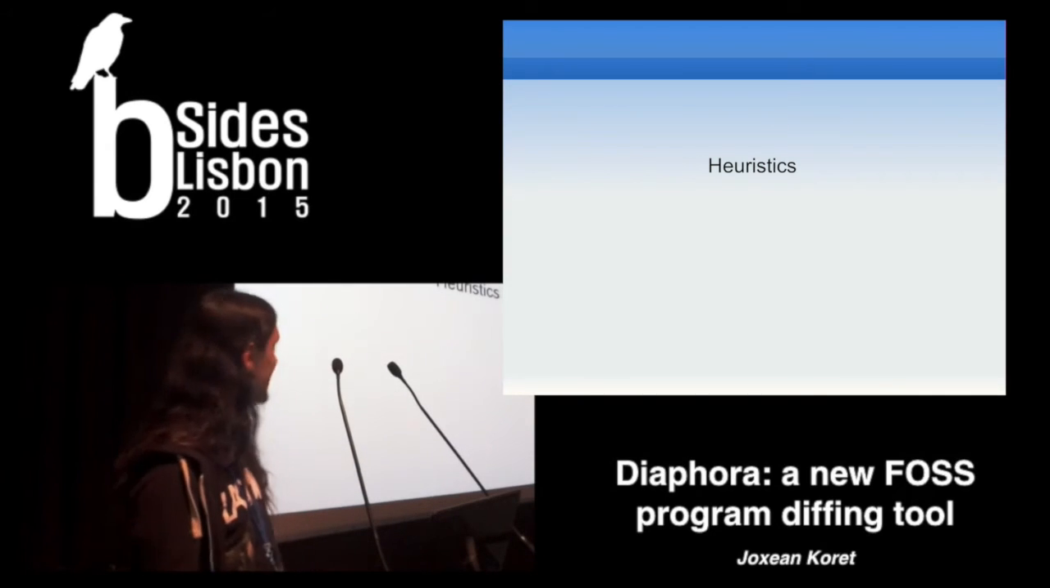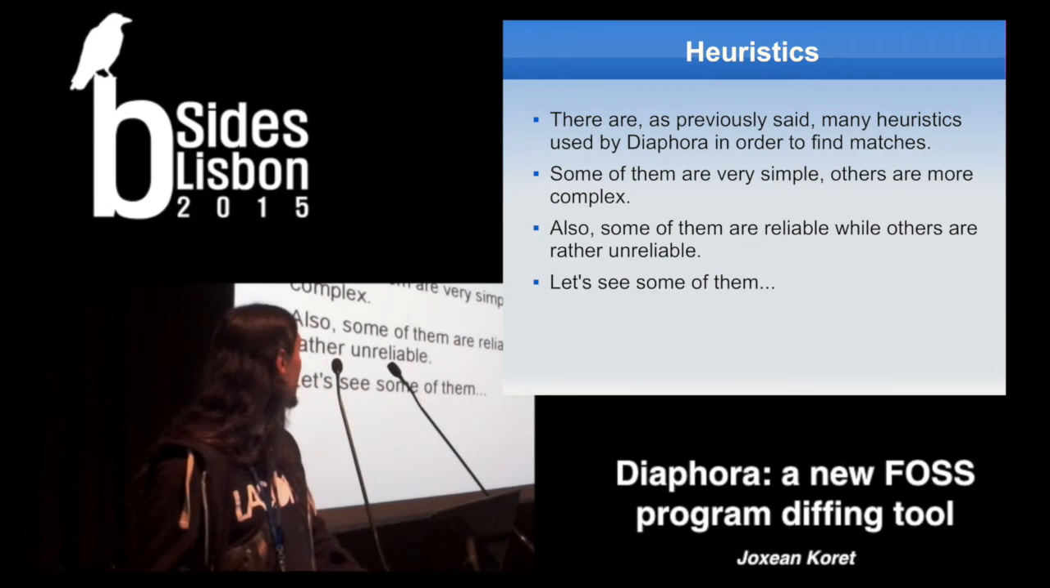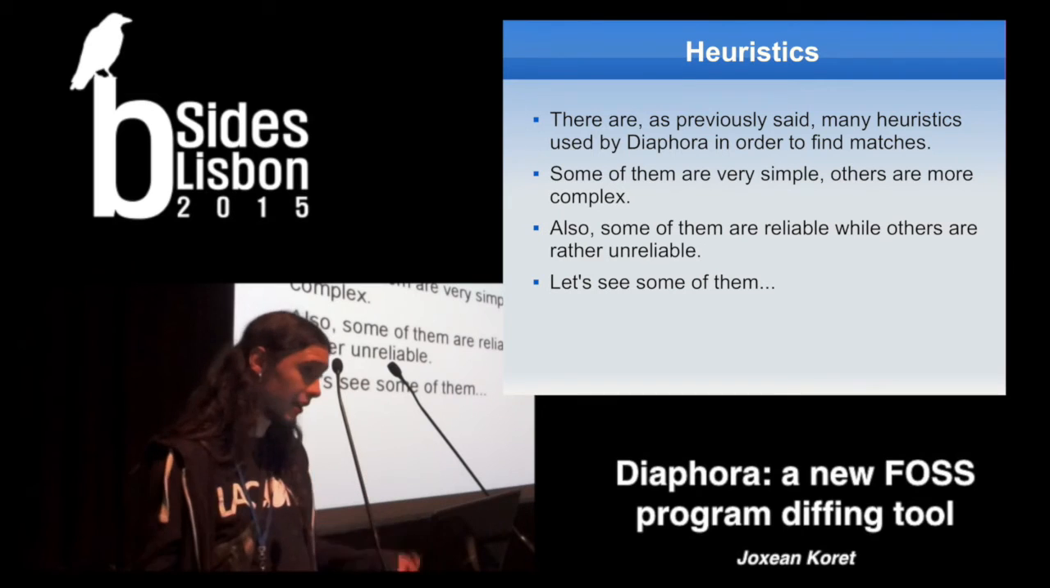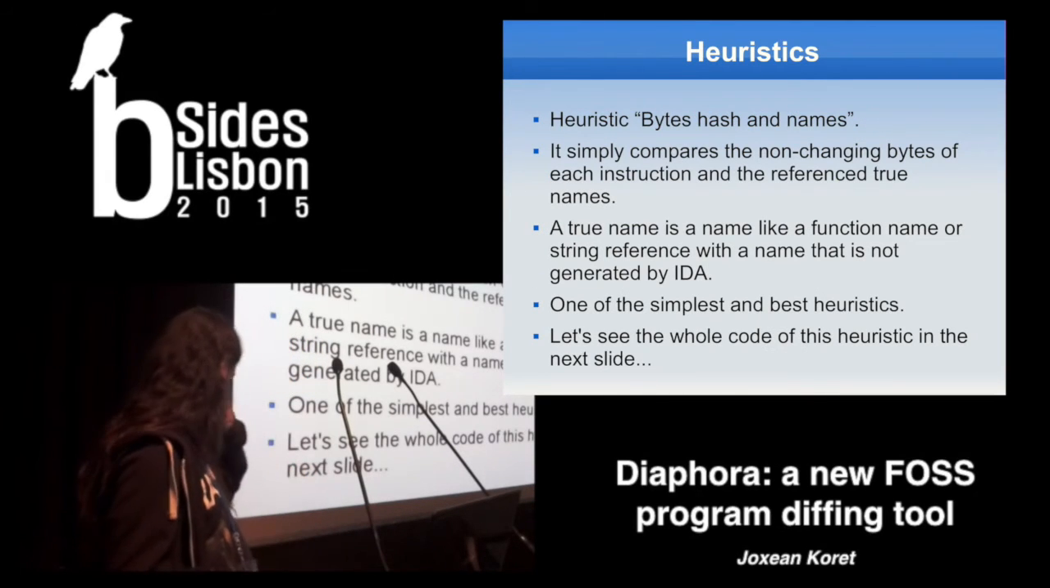Okay, some heuristics. As previously said, there are many heuristics that I use in Diaphora. As of today, 44. Some of them are rather simple, for example, the same name heuristic, and others are really complex. Some of them are very reliable, like the same number, the same name, and others are rather unreliable, like the loop number. Let's see some of them.